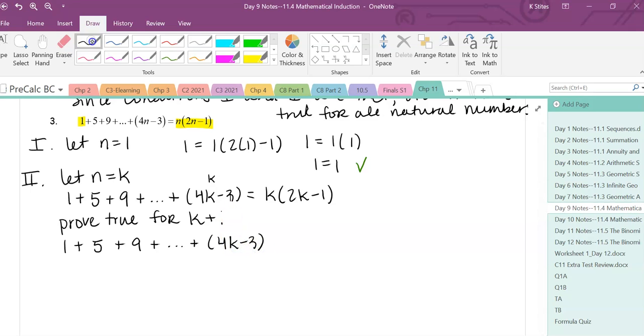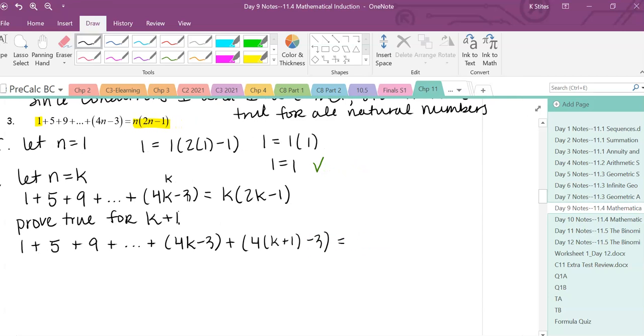Excuse my pen. So we're doing plus 4 times k plus 1 minus 3. And we can simplify that, but just don't do it yet. And then on this other side, you are replacing the k with the k plus 1. So k plus 1 to k plus 1 minus 1. That was supposed to be parentheses. That's the side you're not going to simplify.